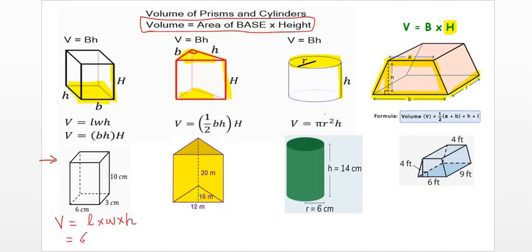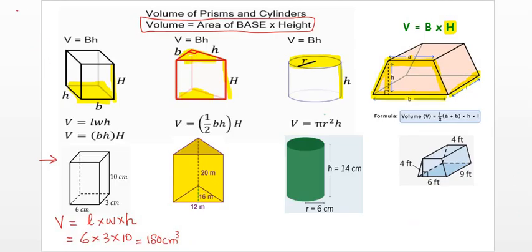And 10. So simply you will take 6, 3 and 10 and you will multiply them. So finally your answer will become 180, 180, it's not an angle. So 180 cubic centimeters. Remember, the unit for the volume is always cubic centimeters.